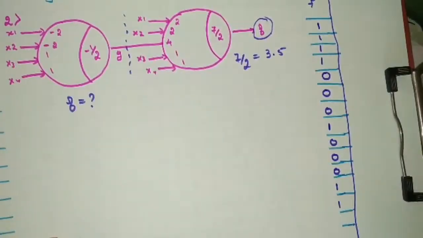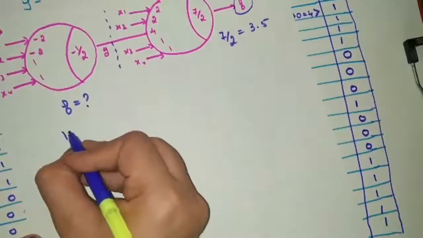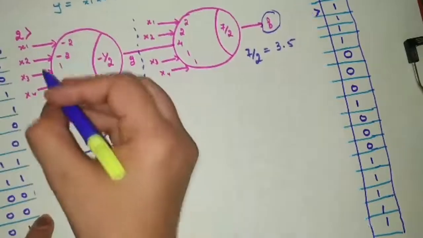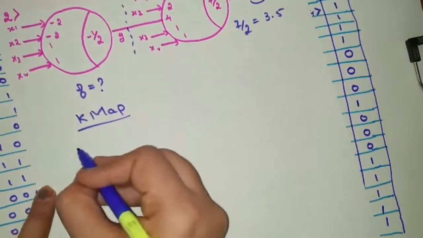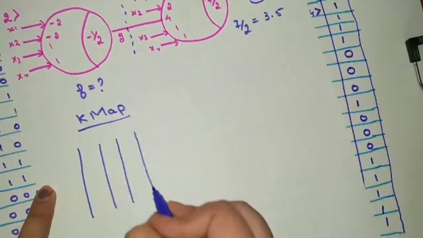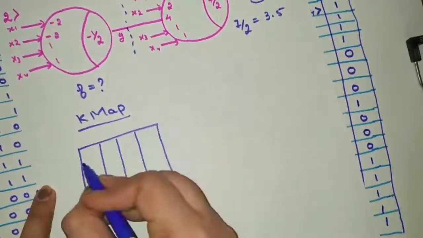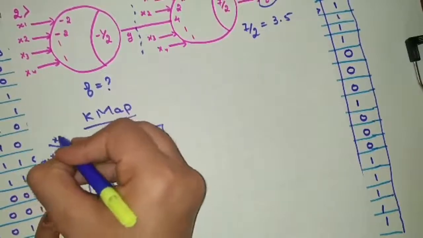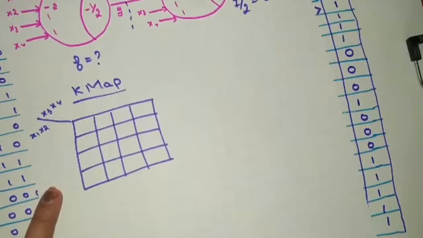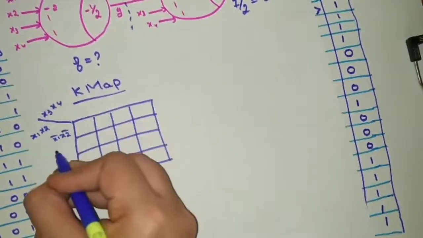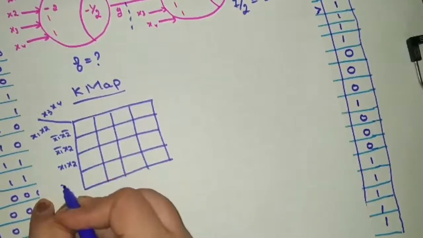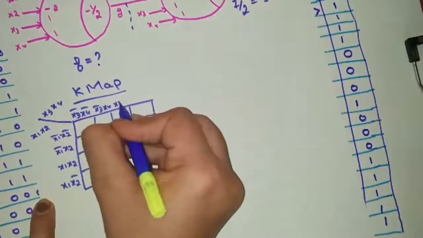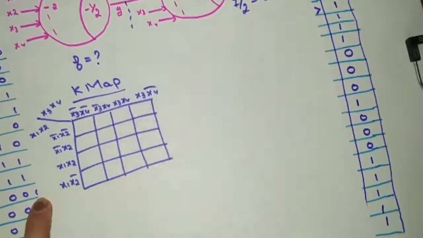Now we have solved it for G as well as F. We need to go for the K map now. I'll write a K map here. It consists of 4 inputs, X1, X2, X3, X4, so there are 16 blocks present. Along the top we have X1 bar X2 bar, X1 bar X2, X1 X2, X1 X2 bar, and along the side X3 bar X4 bar, X3 bar X4, X3 X4, and X3 X4 bar.